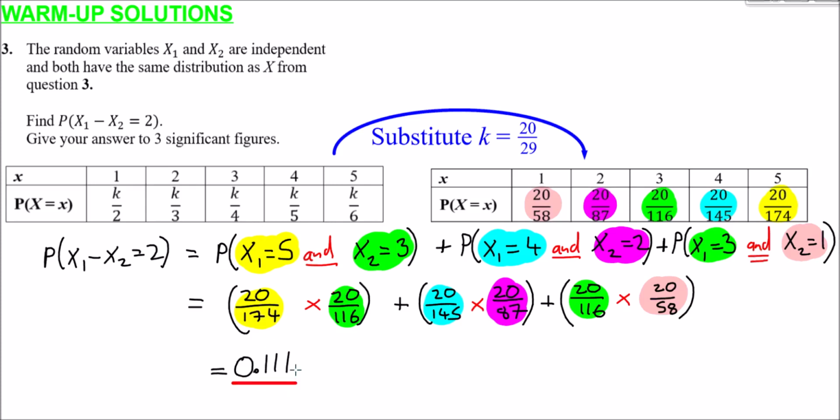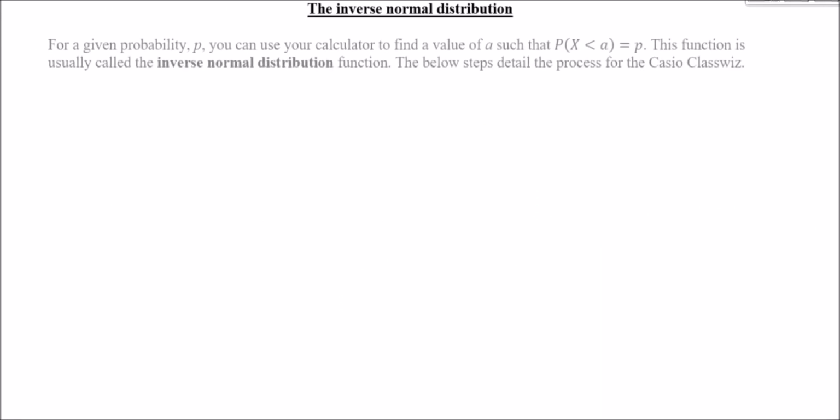And that's warm-ups completed. So we can now have a look at the main part of today's session. So today we're going to be looking at the inverse normal distribution. For a given probability P, you can use your calculator to find a value of A such that the probability that X is less than A equals P. Now, this function is usually called the inverse normal distribution function, and I'm going to show you how to do that using the below steps for the ClassWiz calculator.